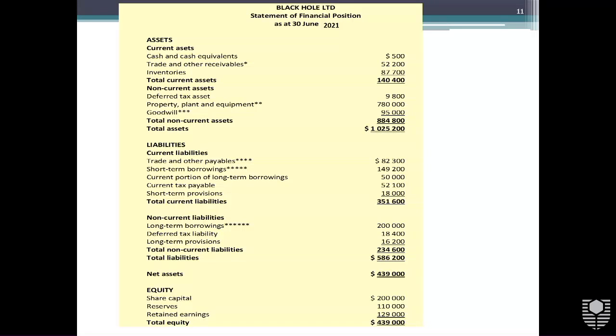So remember the rules with the balance sheet. Order of liquidity.